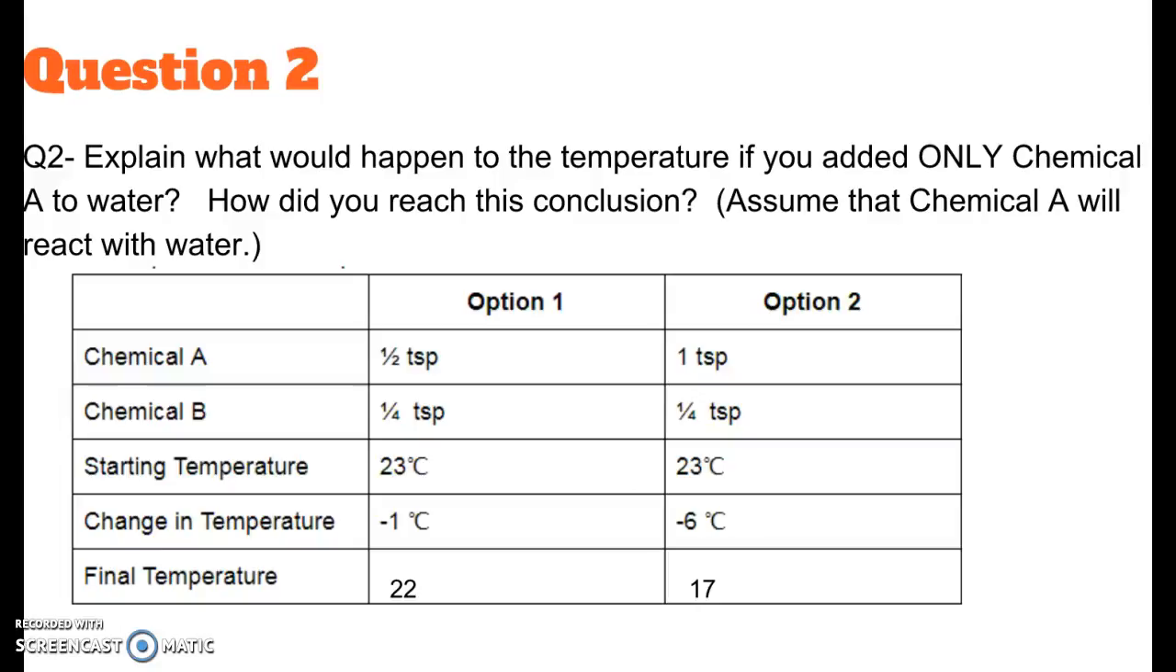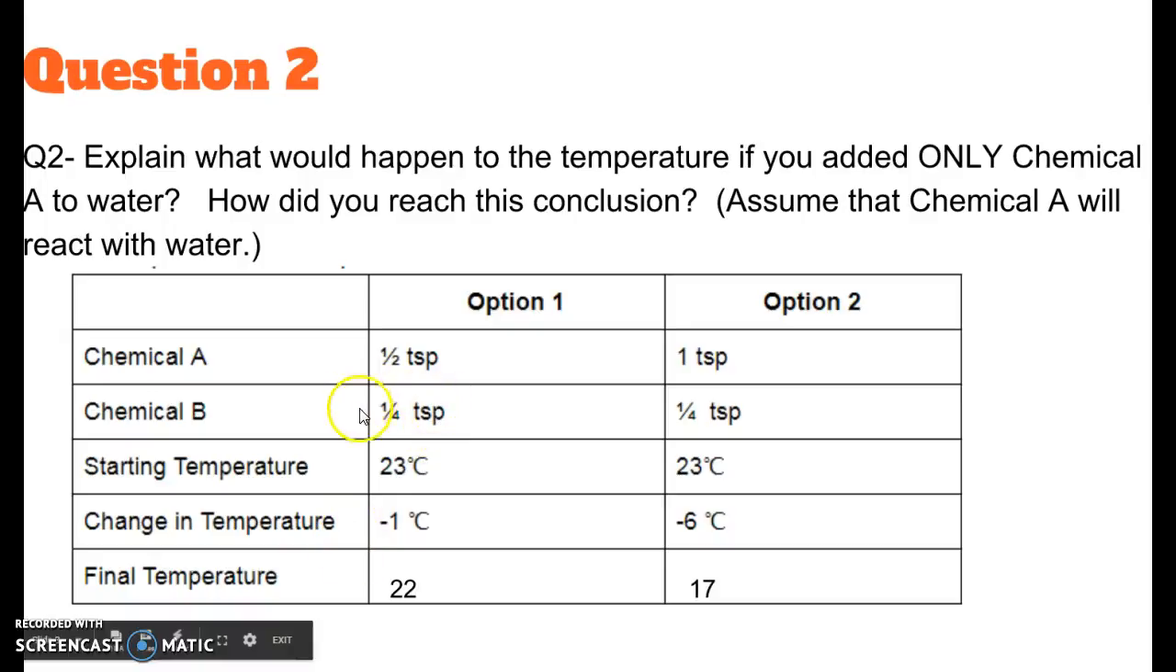The next question might be one of the trickiest on this little assessment, so don't worry if you missed it. Question 2 says, explain what would happen to the temperature if you added only chemical A to water. And I asked how you reached this conclusion. Assume that chemical A will react with water on its own. I only showed option 1 and option 2 because those are the places where we're going to be able to get our data to answer this question.